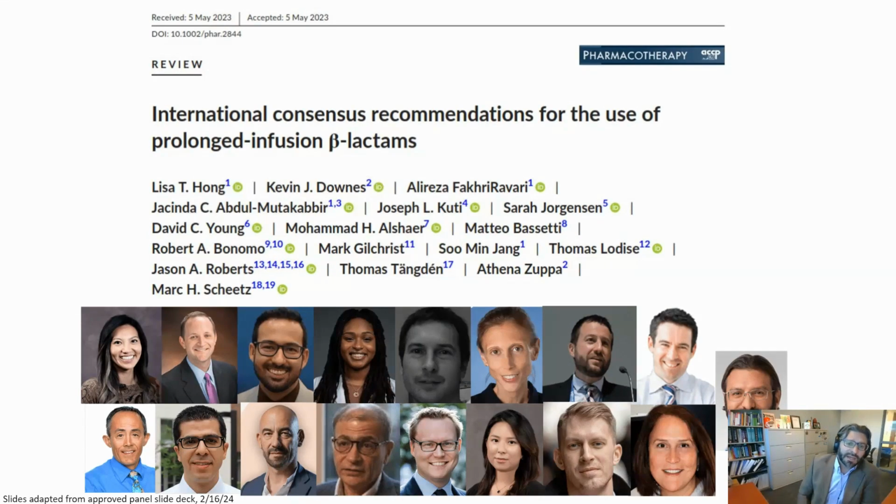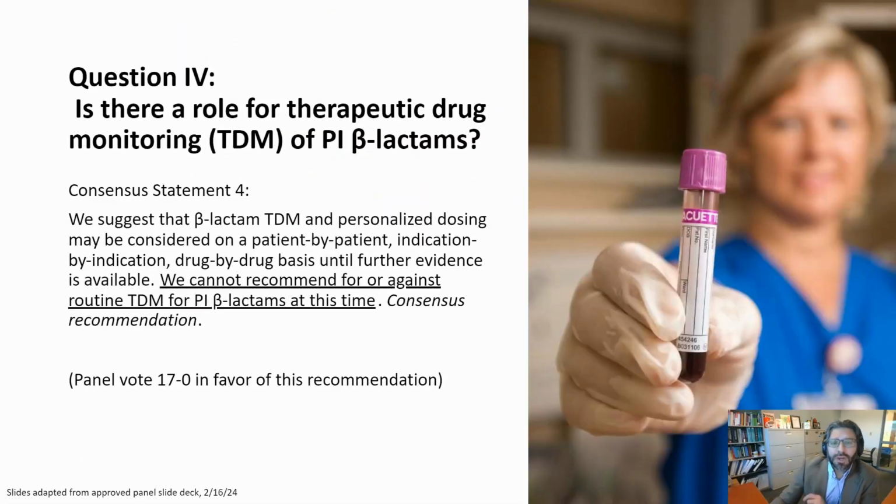I'll highlight the international consensus recommendations for the use of prolonged infusion beta-lactams that just got published late last year. And I was fortunate to participate in that with Dr. Lisa Hong, who was the first author here. So I want to just hone in on two really quick questions. The first question being, is there a role for therapeutic drug monitoring of prolonged infusion beta-lactams?